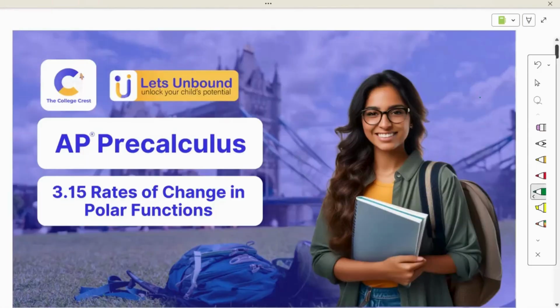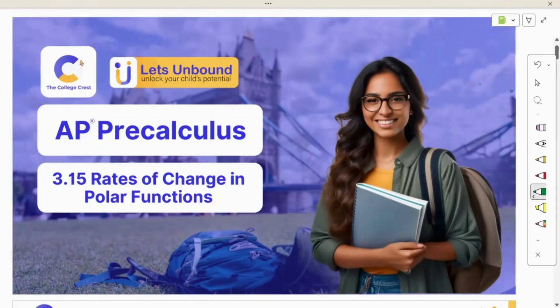We are in the 15th episode of the series. With this, the concept review will be over, and there will be one more video, that is the 16th episode, which is a unit review problem, like an exam style problem of Unit 3, right? So let's start with 3.15, which is rates of change in polar functions.